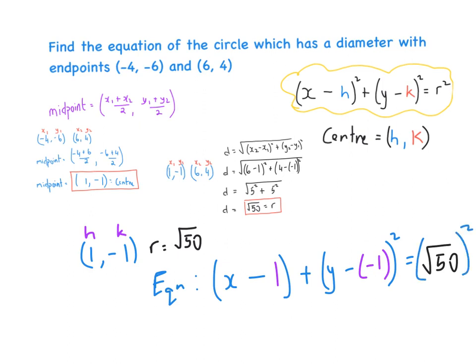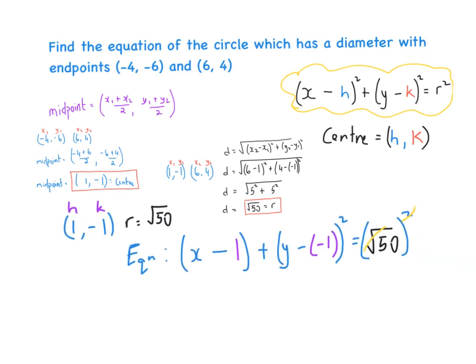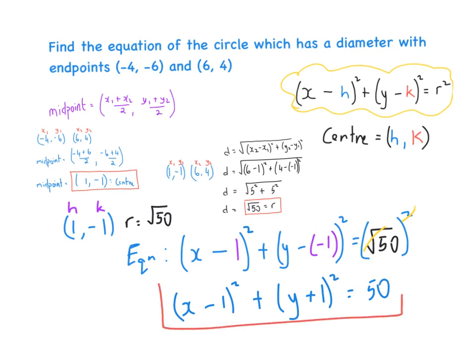So straight away, that square root and square sign can cancel out, and we have x minus 1 squared plus y minus, by minus is plus, 1 all to be squared is equal to 50. And that's the equation of our circle. We can leave it in that format unless they specify that they want it expanded out.